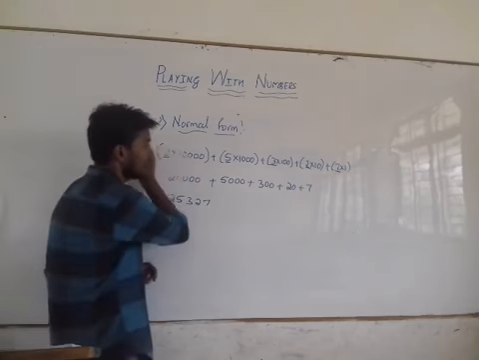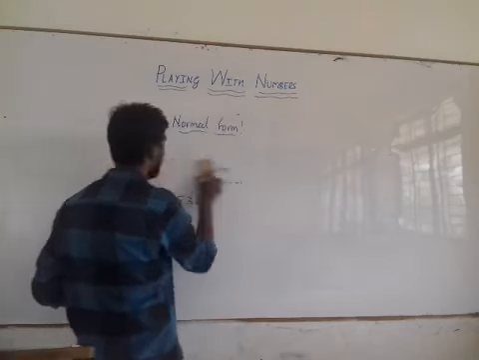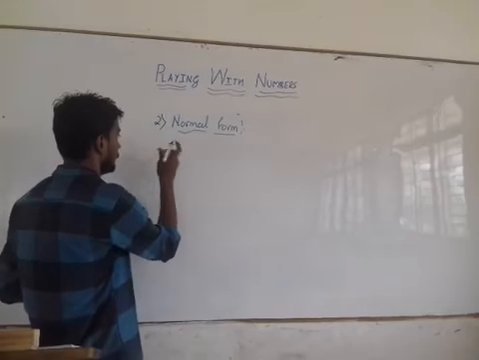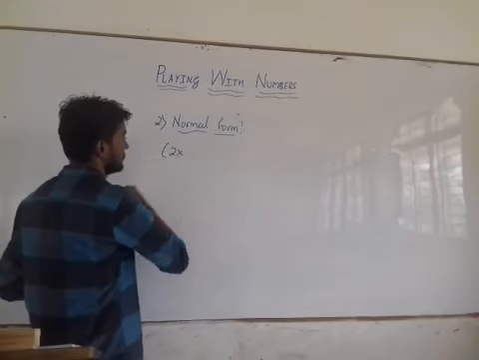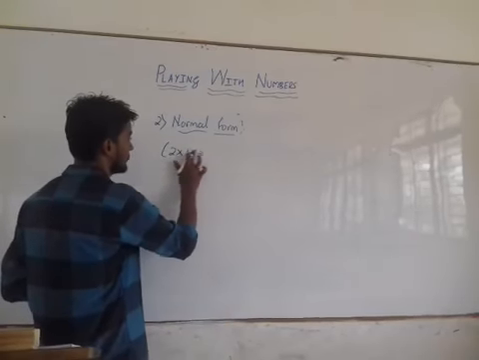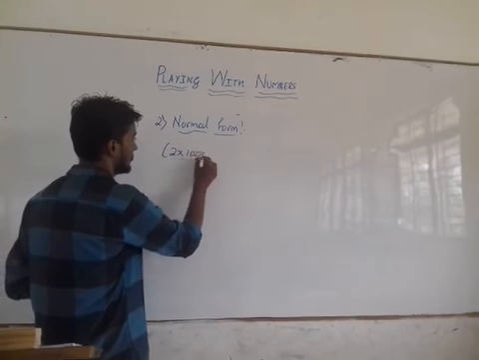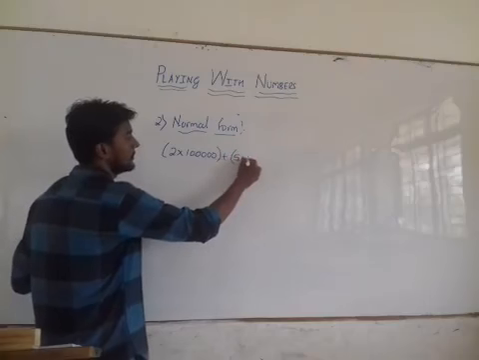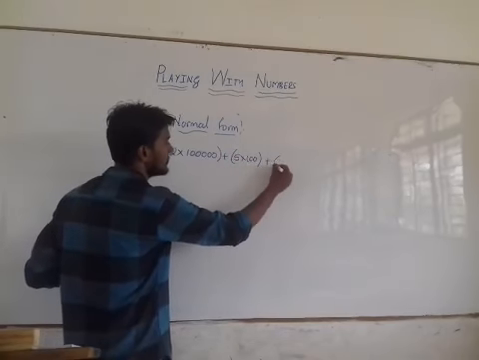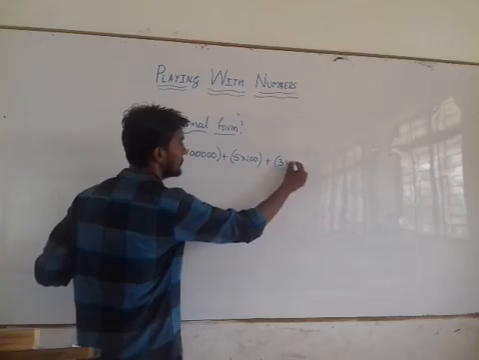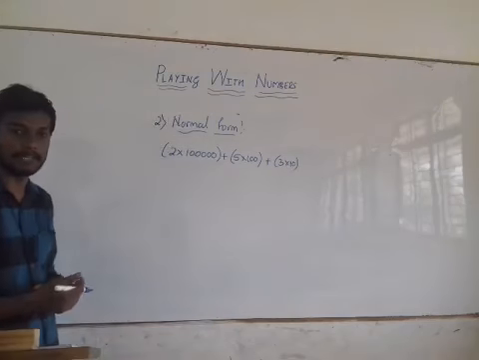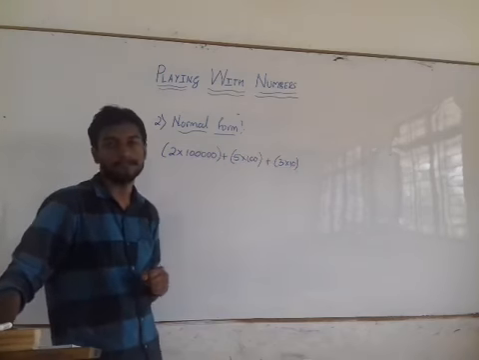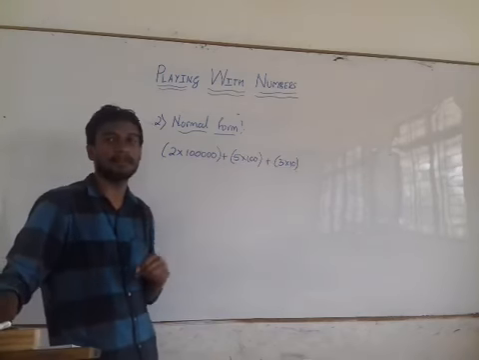So next we go for another example. I will take one more example and I will show you how to write a number in the normal form. So 2 into 1 lakh plus 5 into 100 plus 3 into 10. This is the number they have given you and they ask you to write this number in the normal form. How do you write this number in the normal form?